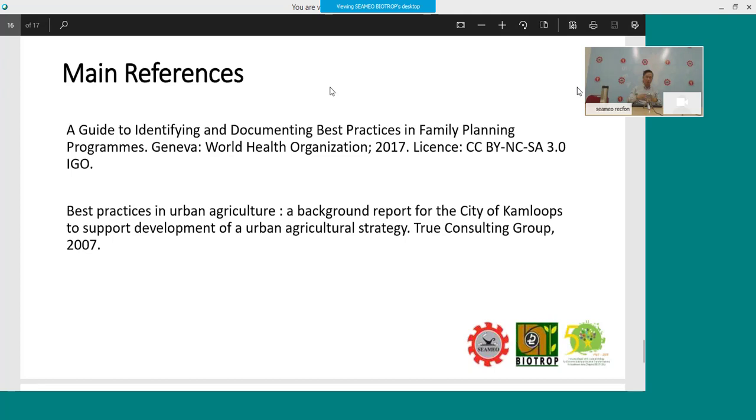And the other reference that I use is best practices in urban agriculture, a background report for the city or campus to support development of urban agriculture strategy. I think this is in UK or I think it is in Australia, because urban agriculture is being advocated so widely in schools in those countries. So if you want to read more, you can search this reference material so you can learn more other than what I have discussed with you.